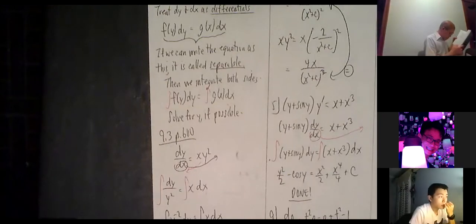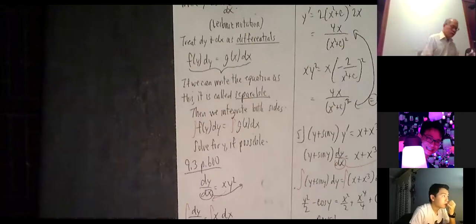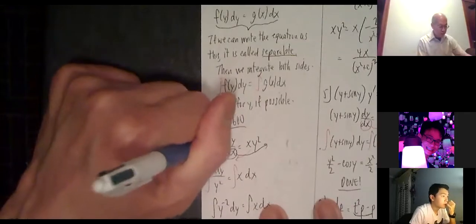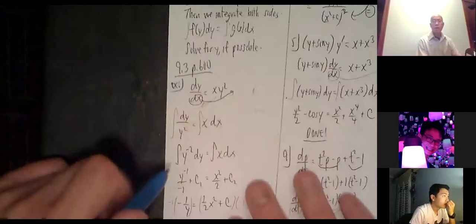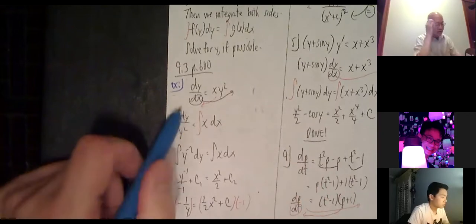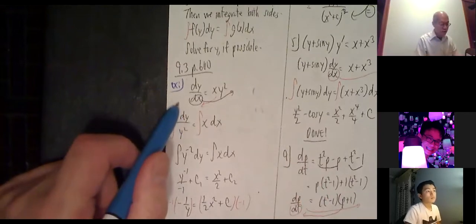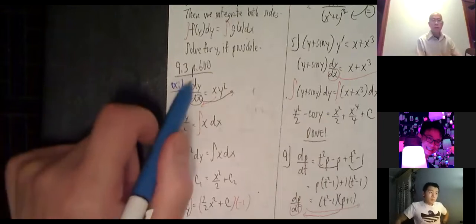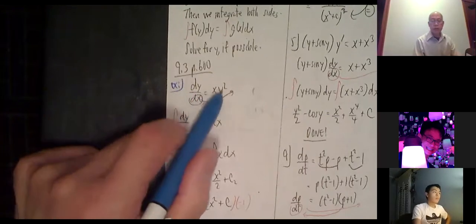So let's see. I don't even have this problem numbered. It doesn't really matter. So in 9.3, I'll just say this is a first example. This is not in the book, or not in the 8th edition of the book. It says dy/dx equals xy squared.